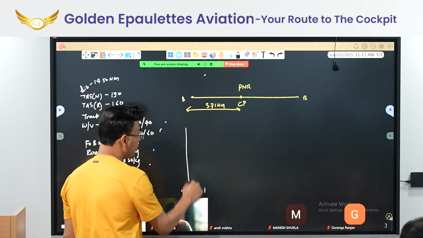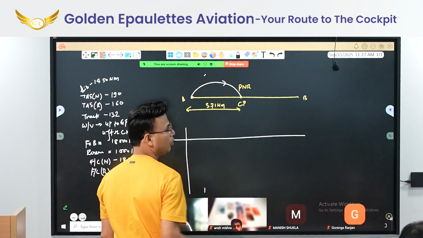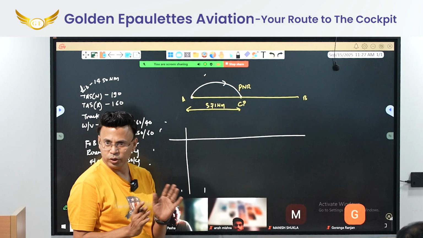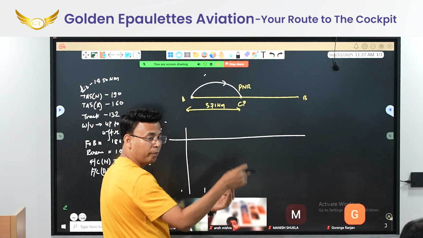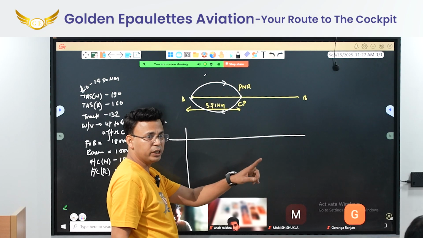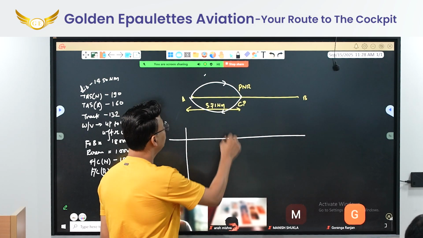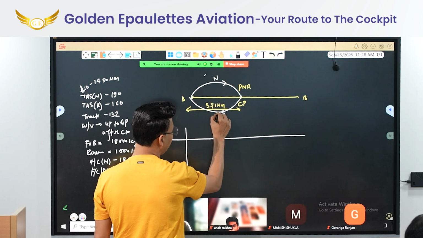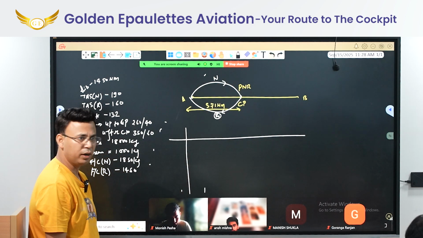Now, standard PNR basics. You will go to PNR. When you are going to PNR, there is no engine failure, you will go on full. Then PNR says you will come back within the safe endurance, means you will come back to B, but the question says assume engine failure at PNR. So here is the engine failure, so this will be on normal, this will be at reduced TAS. Is that okay? That's standard PNR.